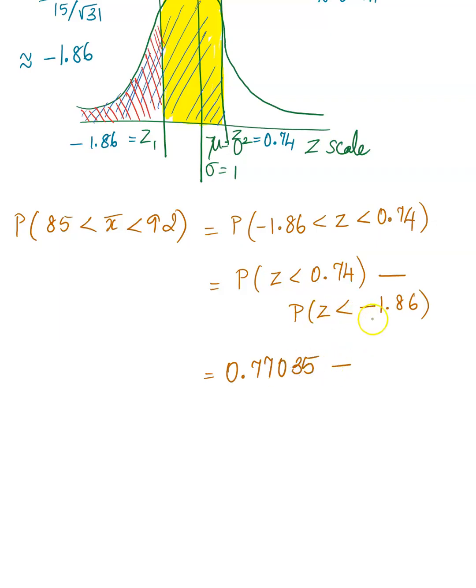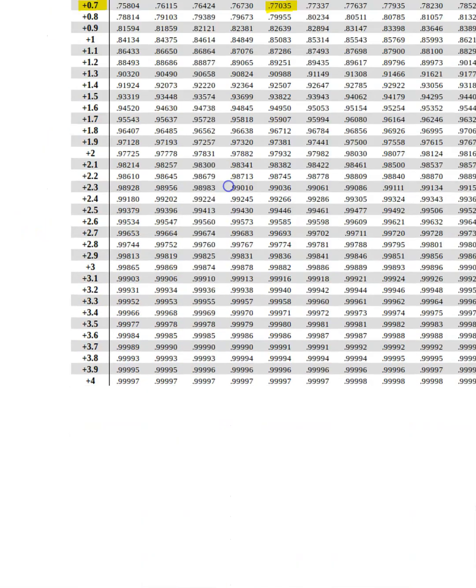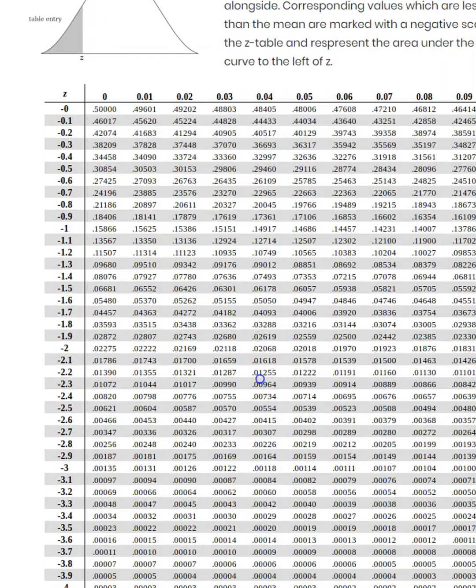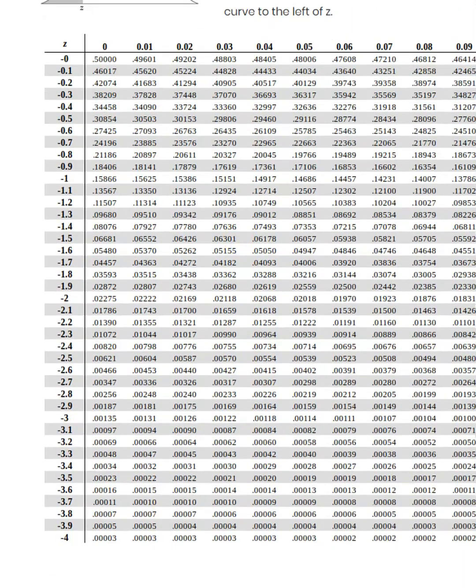Minus z less than negative 1.86. So we'll go to the negative scores. Negative 1.8 and then a 6 here. So that gives me 0.03. Did I get that right? Yeah. 0.03144.